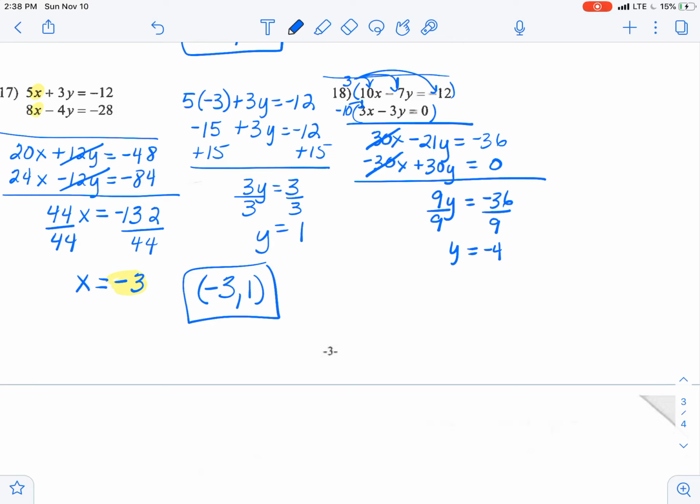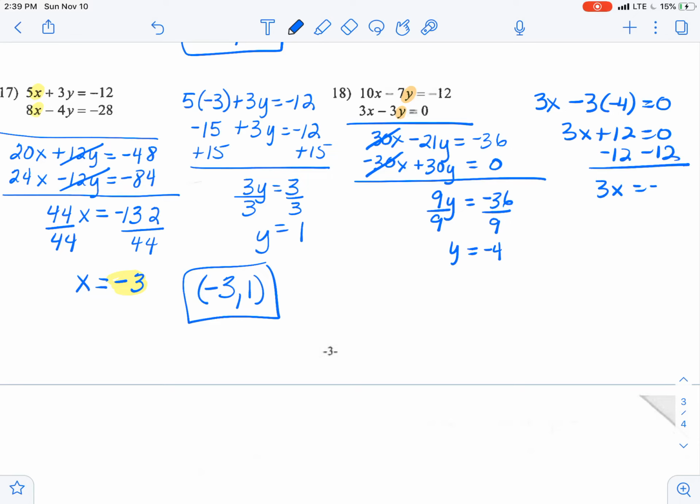Again, now I'm going to go back up to one of my equations, and it doesn't matter which one, but I always go back to the original, and I know what y is, so I'm either going to put it here or here. Now, I personally think in this case, again, the bottom might be easier just because it's equal to 0. So I'm going to do 3x minus 3 times the y equals 0. So 3x plus 12 equals 0. I'm going to move the 12 over. So 3x equals a negative 12. I'm going to divide both sides by 3, and x equals a negative 4.